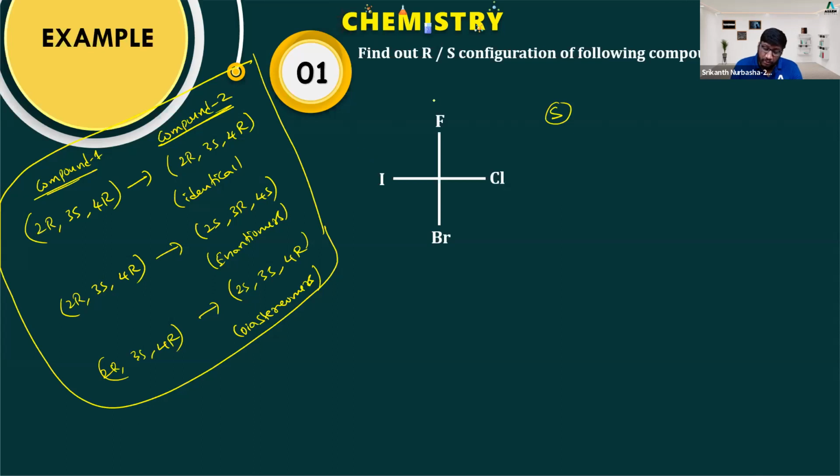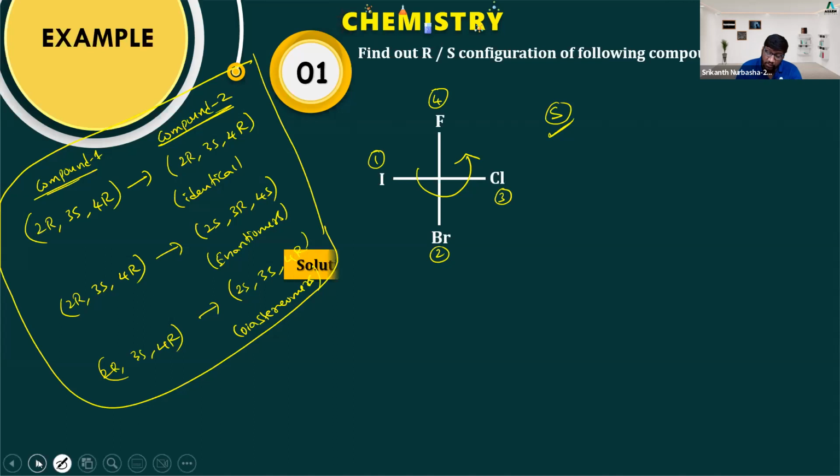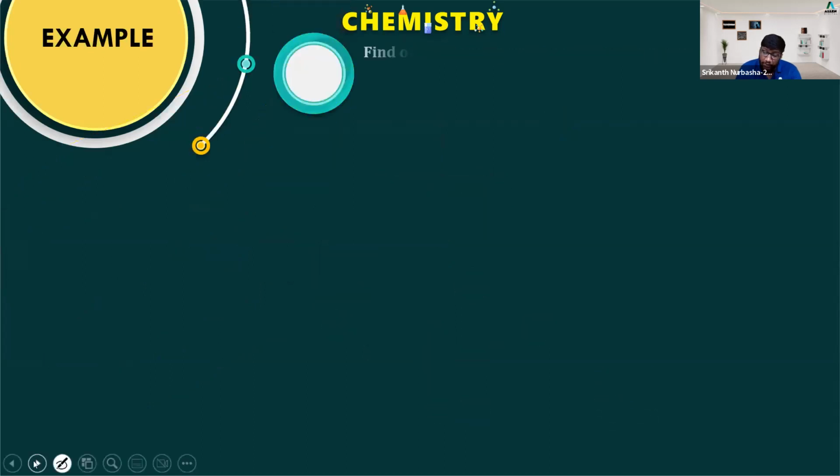The fourth priority group is fluorine, the first priority is iodine, the second priority is bromine, and the third priority is chlorine. Going 1 to 2, 2 to 3, how are you going? Anti-clockwise. Anti-clockwise means S, but because the fourth priority is on the vertical line, the answer stays the same. Try to figure out the configuration here.